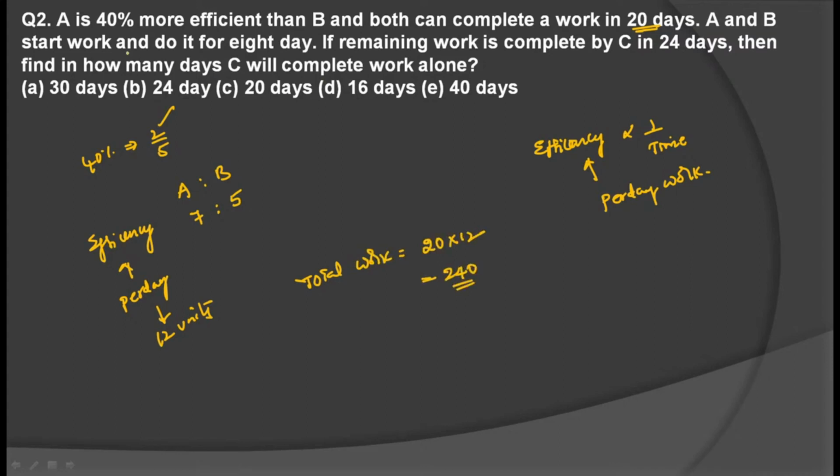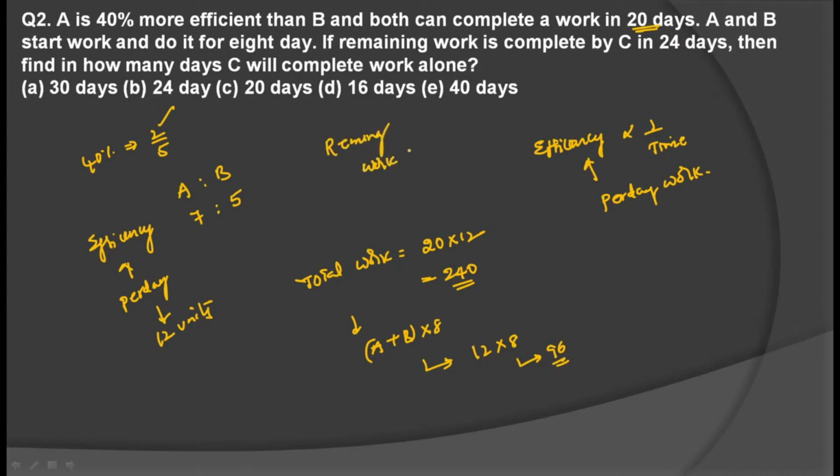Now the next one, see, both start the work and they work for 8 days. Guys, if both initially start working for 8 days, definitely they complete some portion of the work. You need to identify how much portion they completed. Now A plus B, per day they complete 12 units. They are working for 8 days. They completed 96. So out of 240, 96 units are already completed. Now we are left with 144 units.